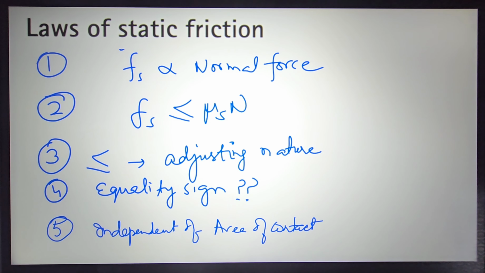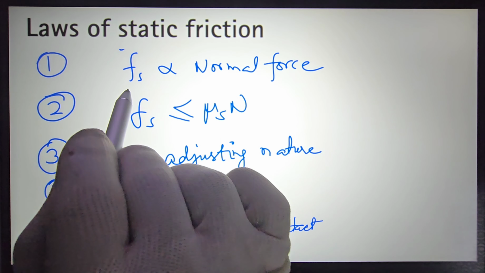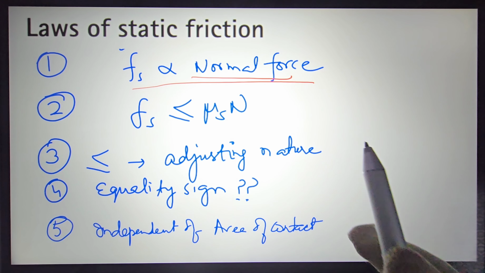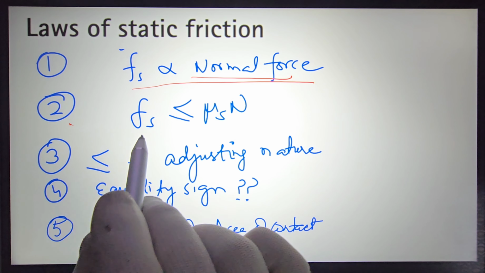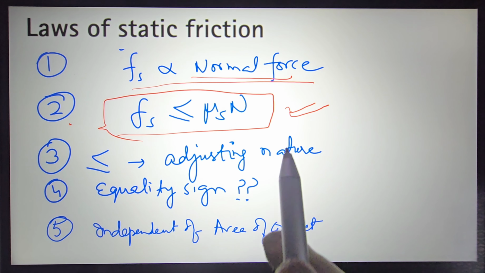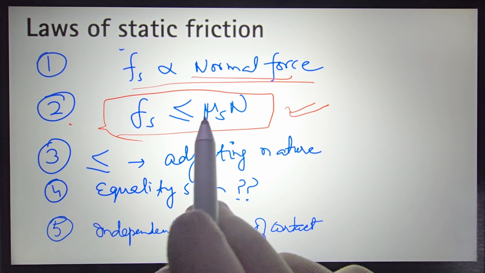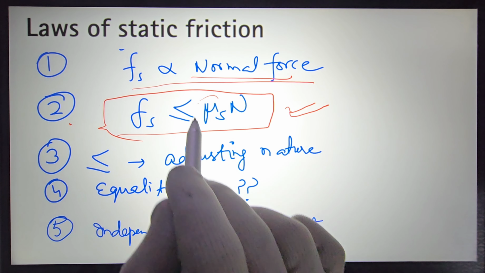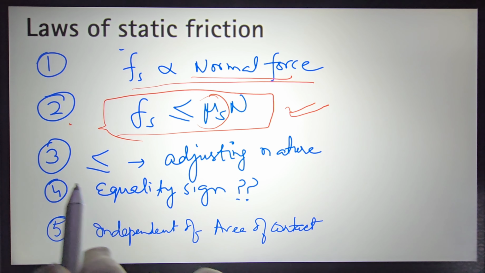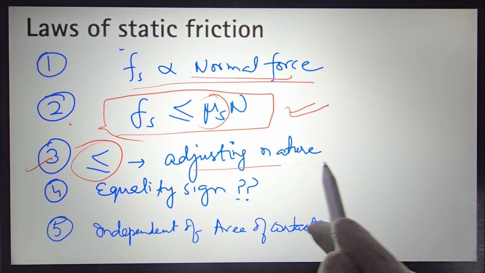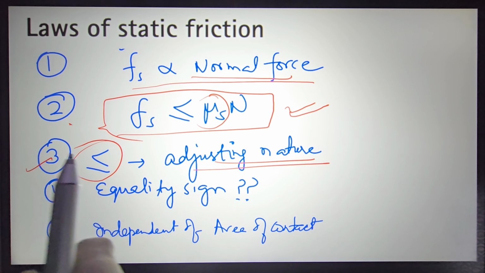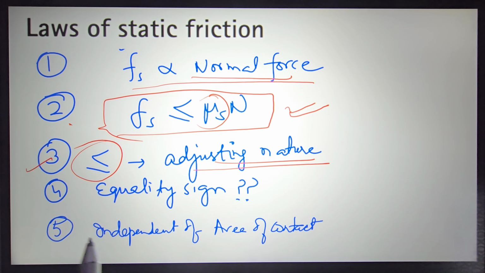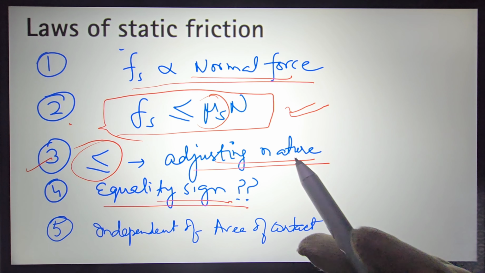Now see what are the different laws which govern static friction. Number 1, Fs is proportional to normal force, meaning the force of static friction is proportional to the normal force exerted by the other surface normally on the former. Second, Fs is less than or equal to mu s into N. This static frictional force is given by Fs less than or equal to mu s N, where mu s is nothing but the coefficient of static friction. Now third, what is the meaning of less than or equal to? This is nothing but a sign which shows the self-adjusting nature of the force of static friction. Then what is the meaning of the equality sign? The equality sign in this particular equation shows only when the static frictional force has its maximum value.